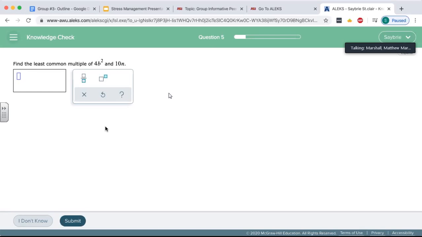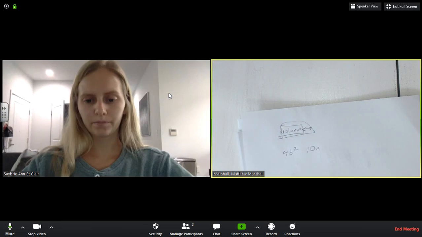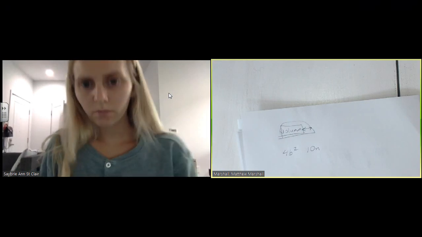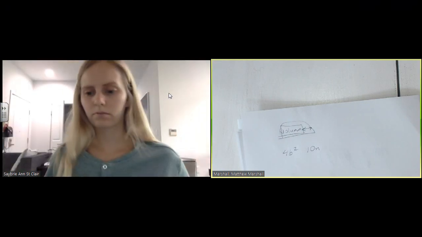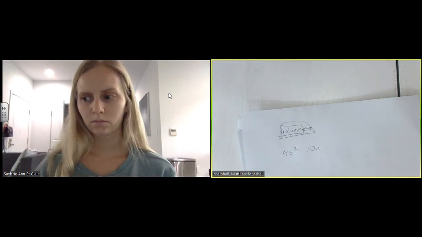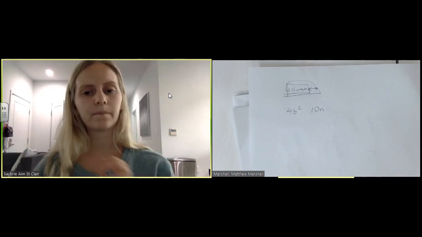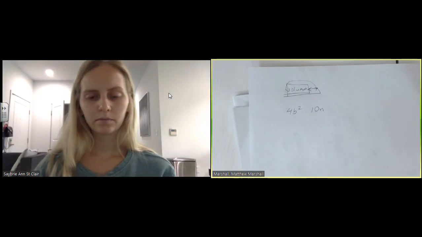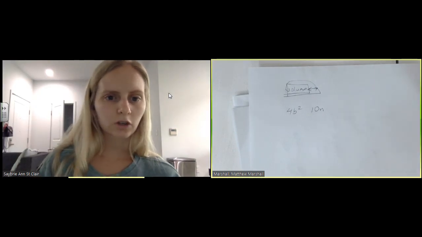Alright, least common multiple. No, I don't remember least common multiple, but I know how to do least common multiple. It's easy. Alright, so least common multiple, you ready? So 4b and 10, is that 10n right there? Is that what that was? 4b and 10n?